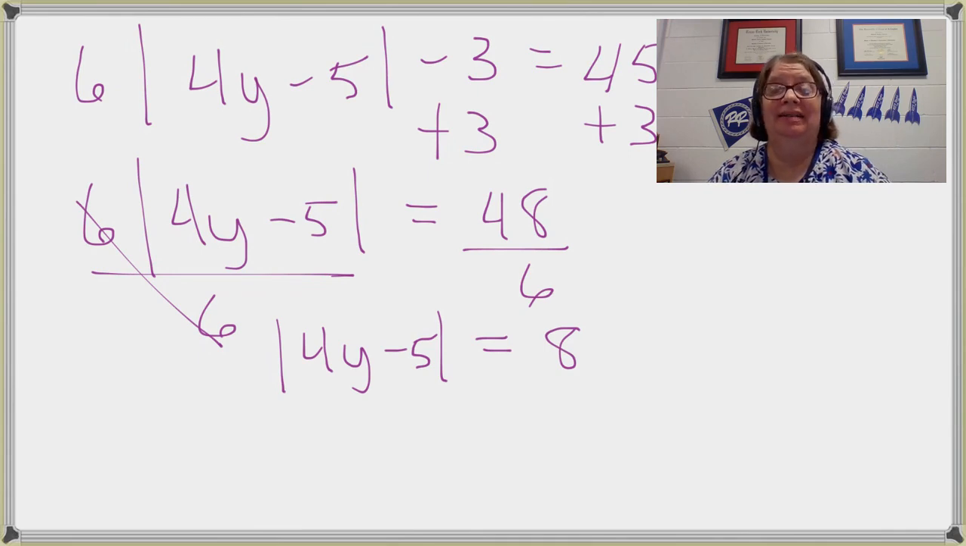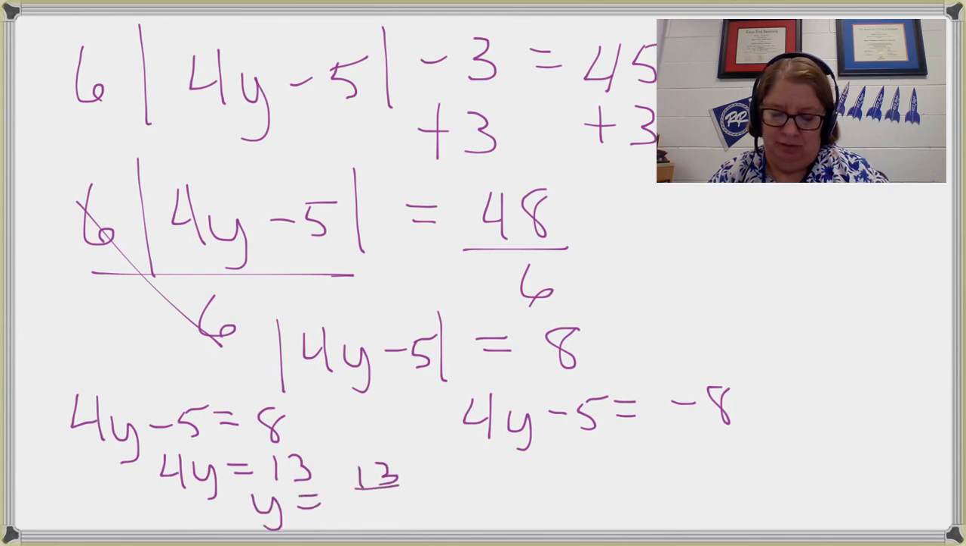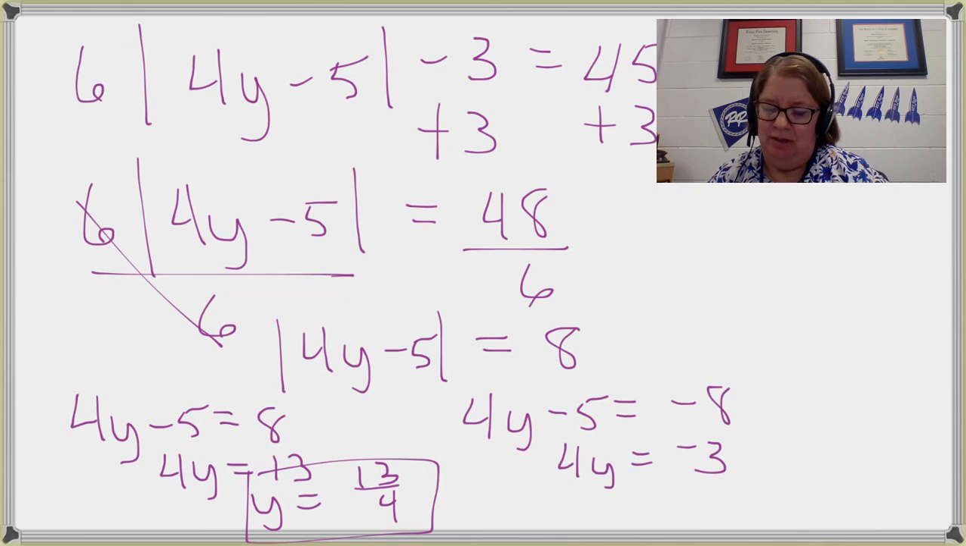So what did we do? We've isolated the absolute value by adding 3 and dividing by 6. Now we need to split it. Then solve it. Add 5. Ugly fraction. Add the 5. Negative 8 plus 5 is negative 3.